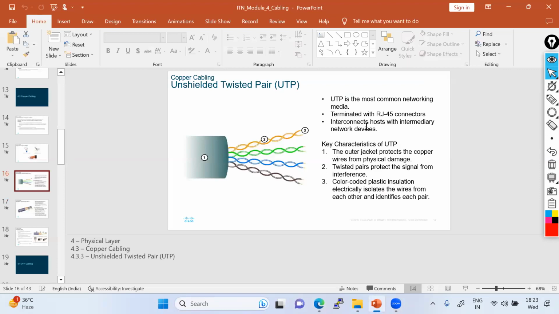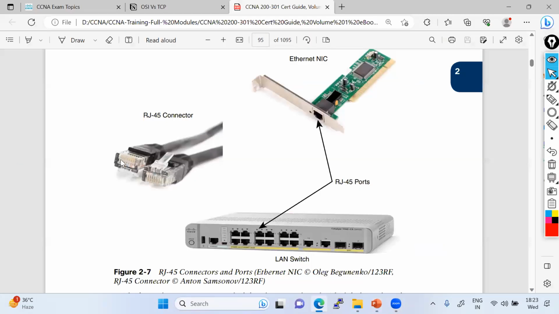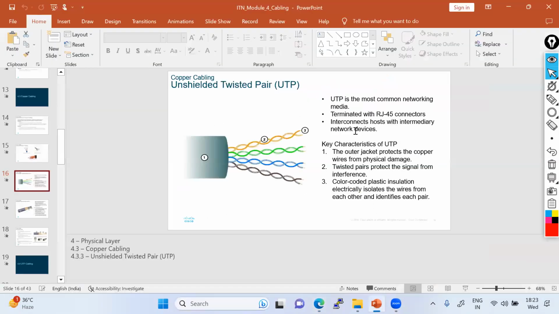So based on the color codes, it is terminated with RJ45 connectors. What is a connector? This upper part is a connector. Inside of this, the cable is there. It interconnects hosts with intermediary network devices. Whatever network device you want to connect, you can connect it.